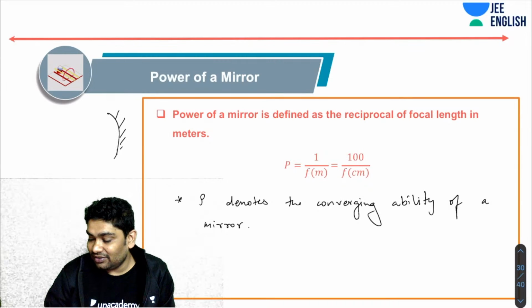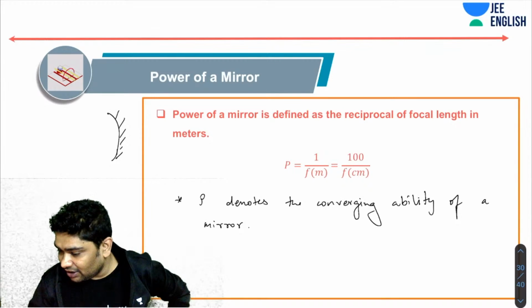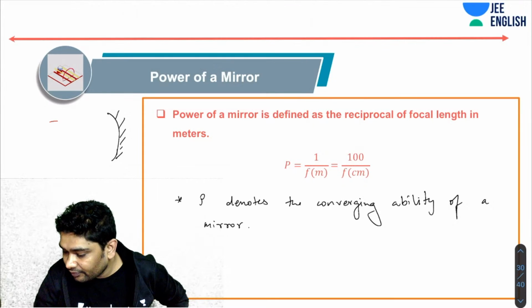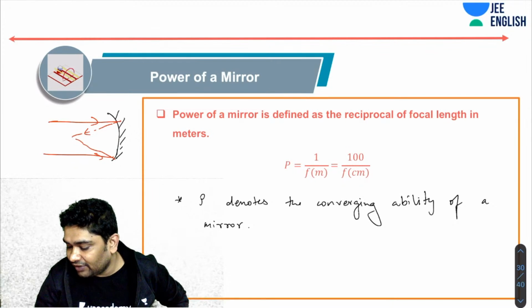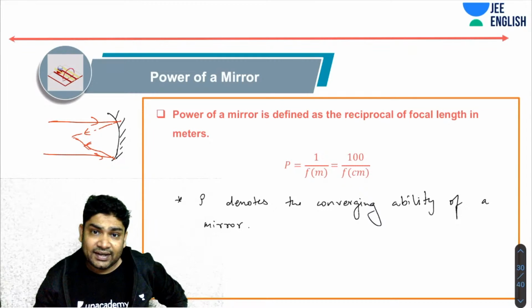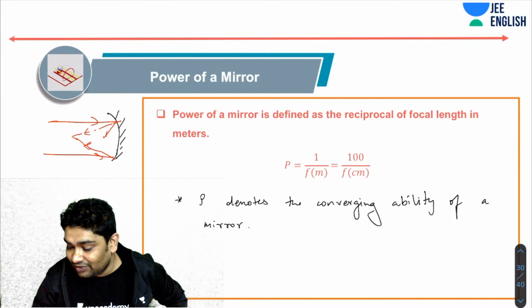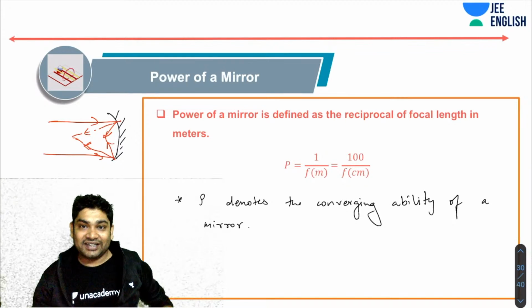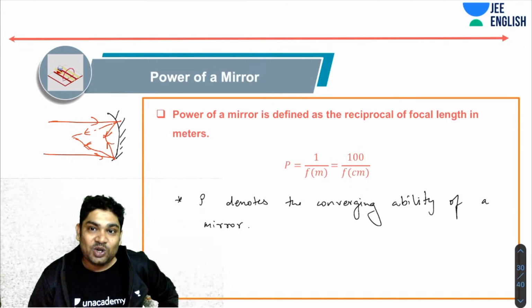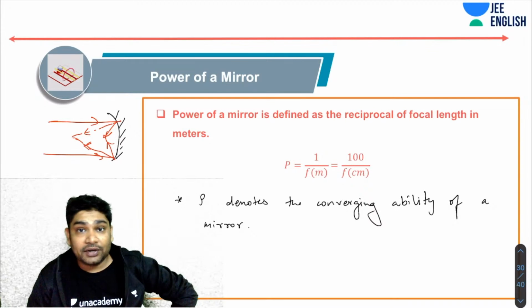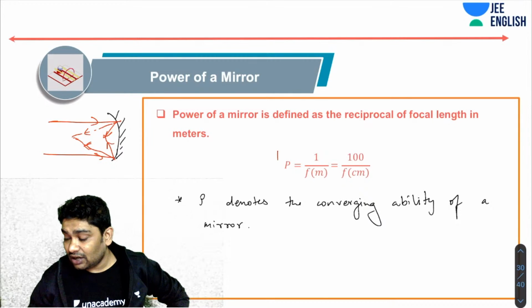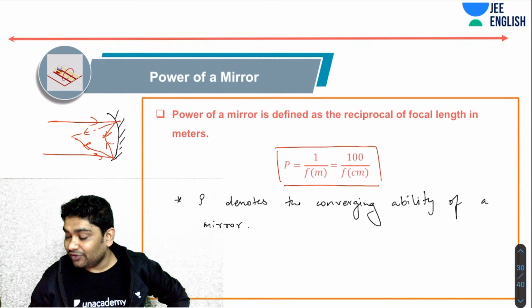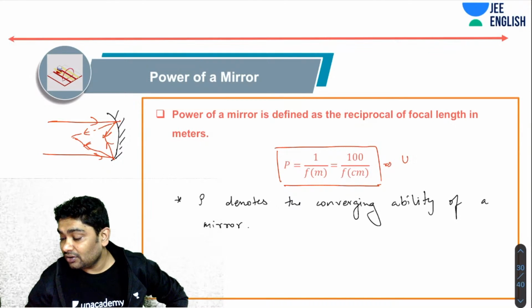I mean, imagine. If you had parallel rays coming to the mirror, and if they could get converged far away, you would say that the converging power is slightly low, and if it could converge very near the mirror, then you would say that it is trying to converge them very fast, right? So that is why power is defined as 1 over f. The smaller the f, the stronger is the converging power of the mirror. This is how you define it. And when you define it like this, the units are diopters.